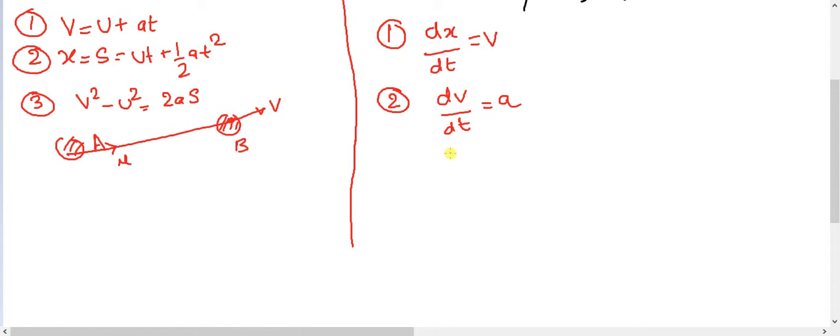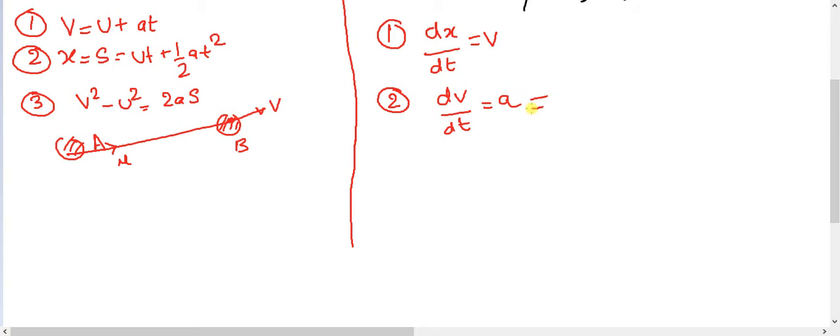Now, what additional can we say about acceleration? Can you guess what can be the value of acceleration in terms of displacement? We need to calculate this in terms of displacement. So what we are going to do is we'll write this.